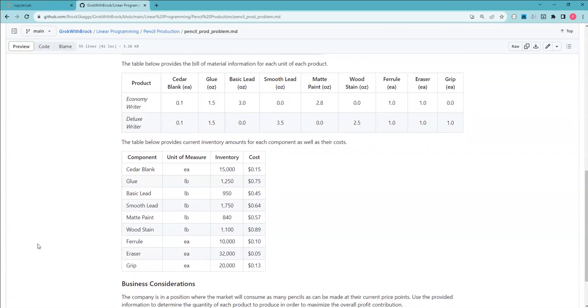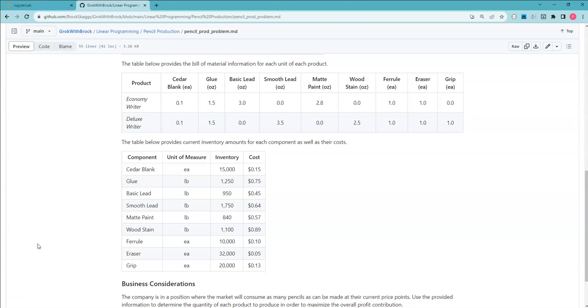This first table illustrates a bill of material for the Economy Rider and the Deluxe Rider products. You can see the bill of material comes up with these cedar blanks, which are basically sections of wood that they cut up into individual pencils. Notice every one of these blanks makes up 10 pencils. That's why the unit amount of the cedar blank for each one of these is 0.1, or 1/10 of the entire cedar blank.